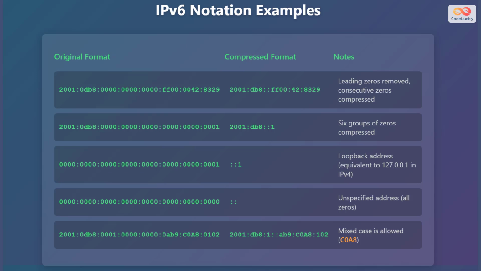Next, consider the original format of 2001:0db8:0000:0000:0ab9:c0a8:0102. The compressed format is 2001:db8::ab9:c0a8:102. Note that mixed case is allowed, such as C0A8.